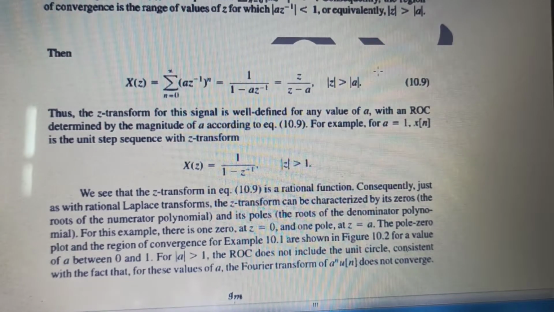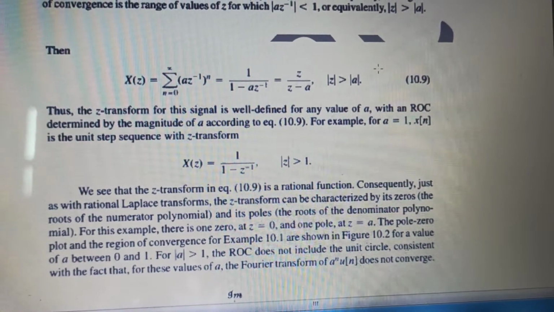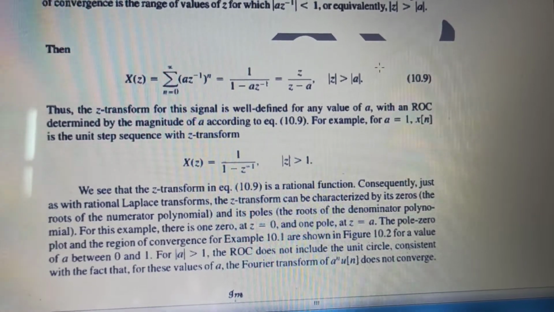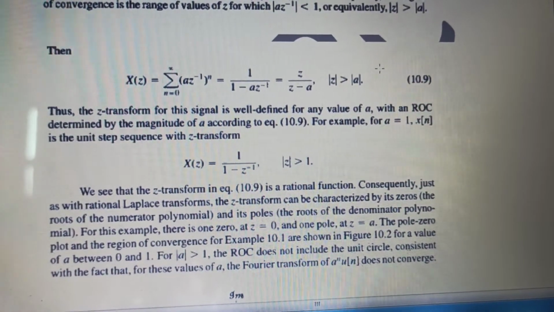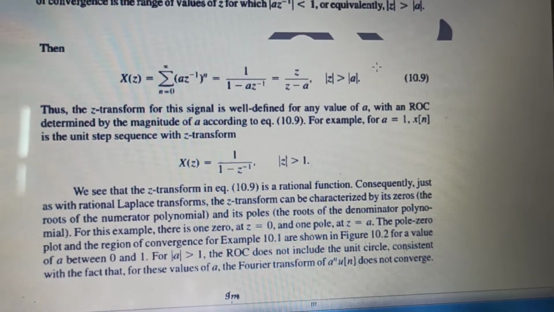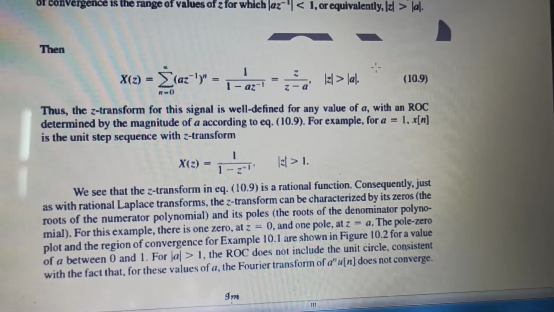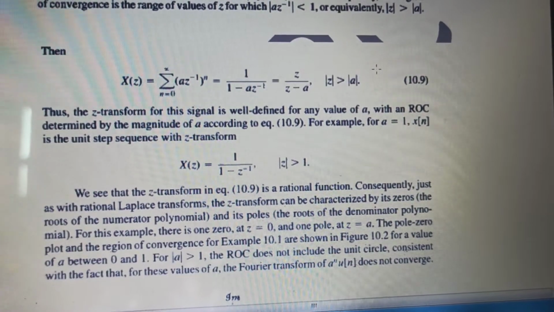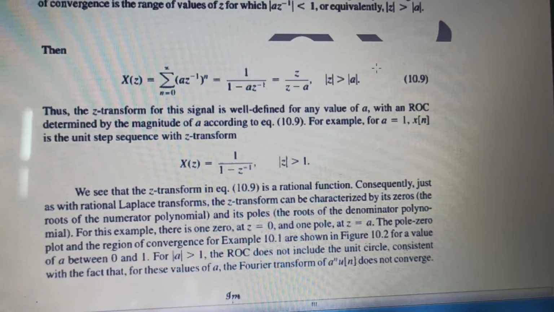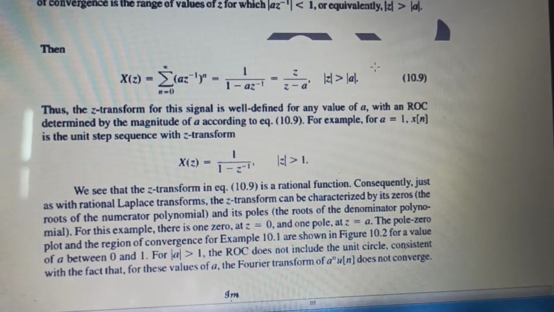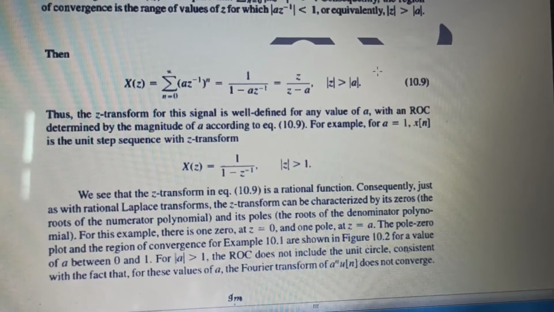Now what to do next? Now it is very simple. As it has become 1 upon 1 minus z inverse, and it is multiplied by u(n), the z transform of u(n) is 1 upon 1 minus z inverse, and this is possible only for mod of z greater than 1. For mod of z greater than 1. Is it clear? Okay.